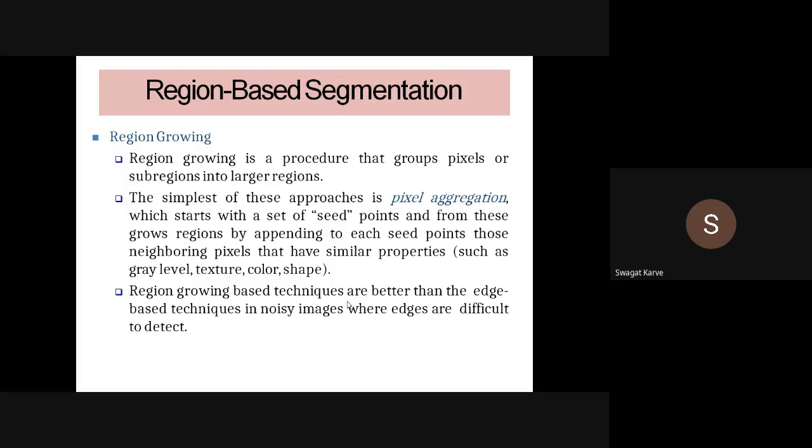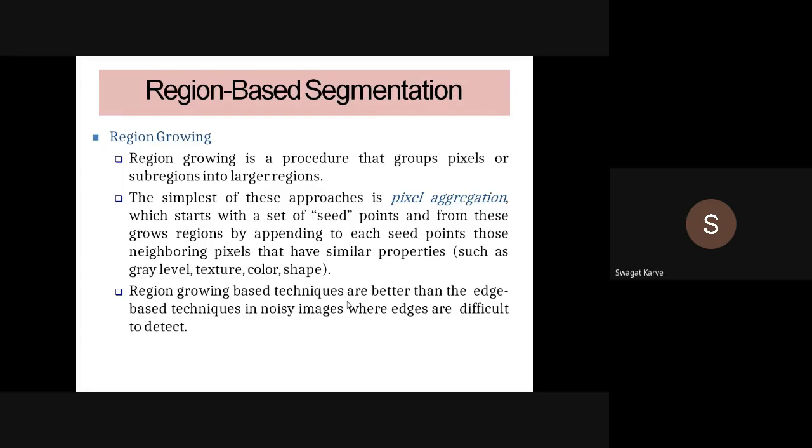So what are we doing in this region based segmentation, or you can say region segmentation? The first objective of this segmentation is to partition an image into regions, right? Is to partition an image into different regions. That is the first objective of the region based segmentation. बरोबर आहे. म्हणजे ह्याचा फर्स्ट ऑब्जेक्टिव्ह काय आहे?